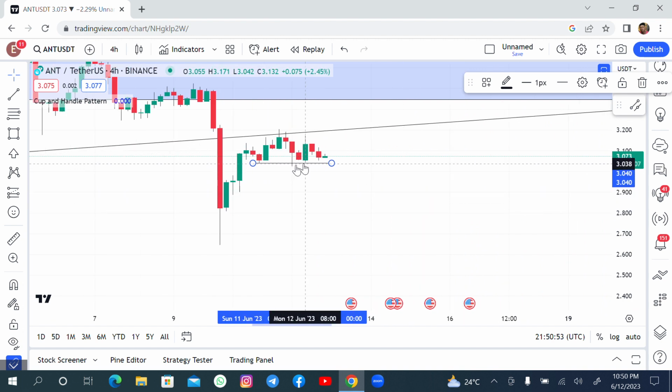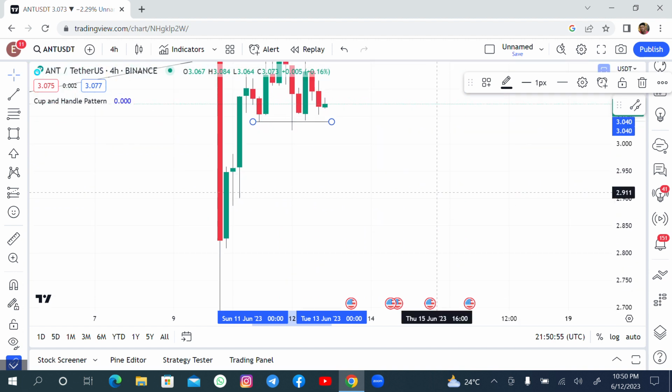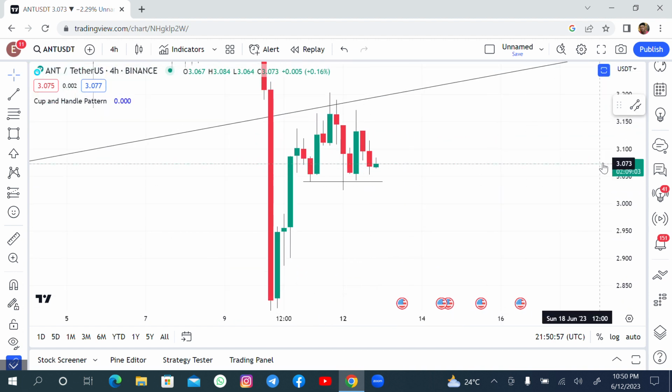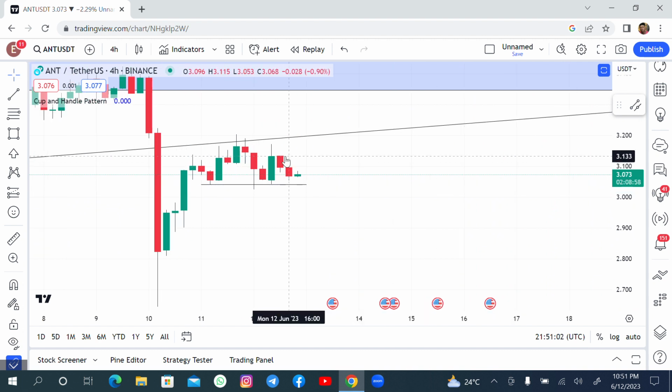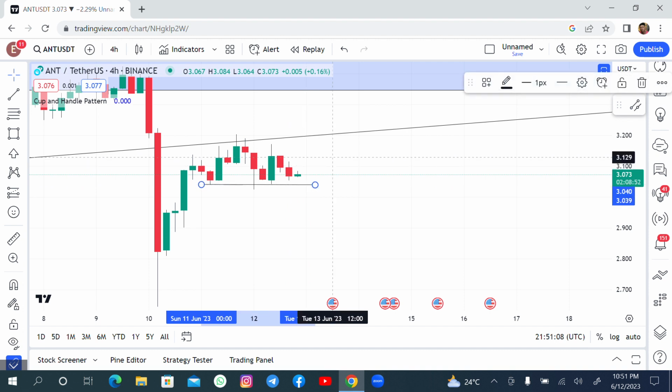It's already formed the head and shoulders pattern, but I want to have extra confirmations so that I have rest of mind when I'm trading. So you can see we have a head and shoulders pattern.